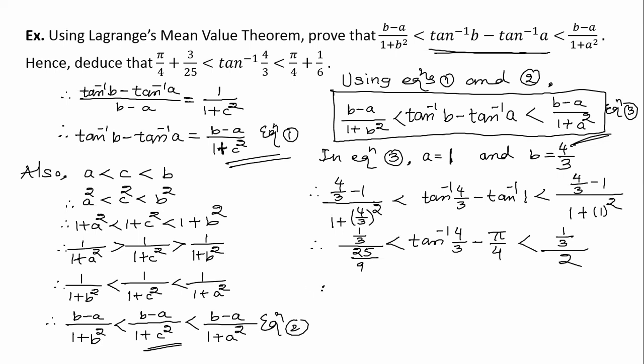And now what I am going to do? I am going to add plus pi by 4 everywhere. So here I am going to get pi by 4 plus 3 upon 25, less than pi by 4 plus tan inverse of 4 by 3 minus pi by 4, that is tan inverse of 4 by 3, and less than pi by 4 plus 1 upon 6. That's all.